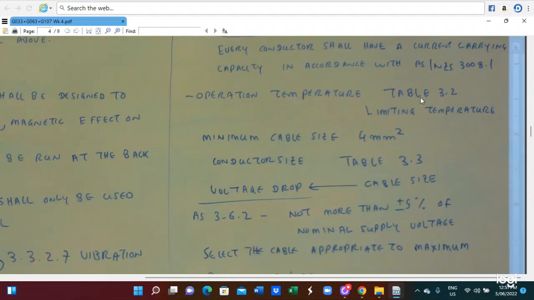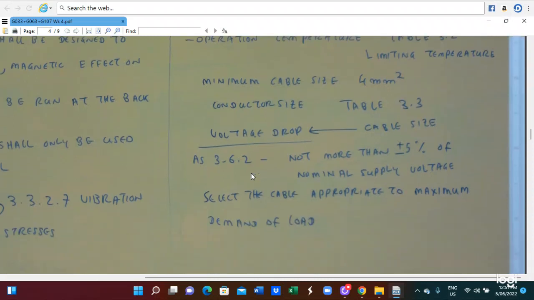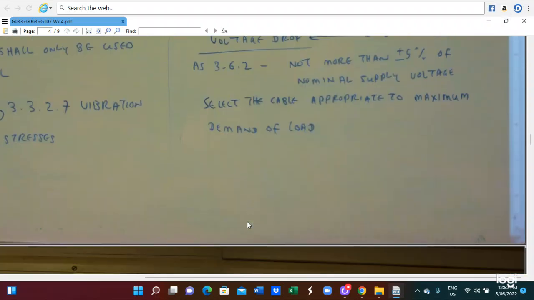Operation temperature is at table level 3, and also the limiting temperature as well. The minimum cable size is 4 mm square. For conductor size we have to follow the cable clause 3.3. Voltage drop is determined by the cable size. So we follow AS3000 clause 3.6.2. In this case, the voltage drop is not more than plus or minus 5% of the nominal supply voltage. Select the cable appropriate to the maximum demand of the load.